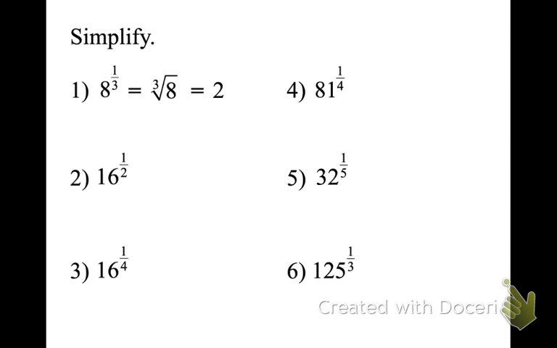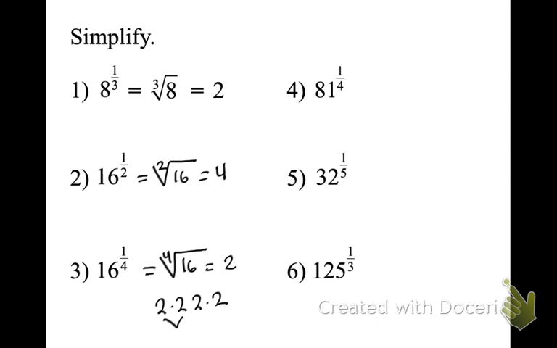Now, the next one they're asking is, what is the square root of 16? What times itself? Well, that would be 4. Let's try the next one. What is the fourth root of 16? See if you can figure that one out. Hopefully you chose 2, because 2 times 2 times 2 times 2 makes 16. There's a 4, there's a 4. 4 times 4 is 16.